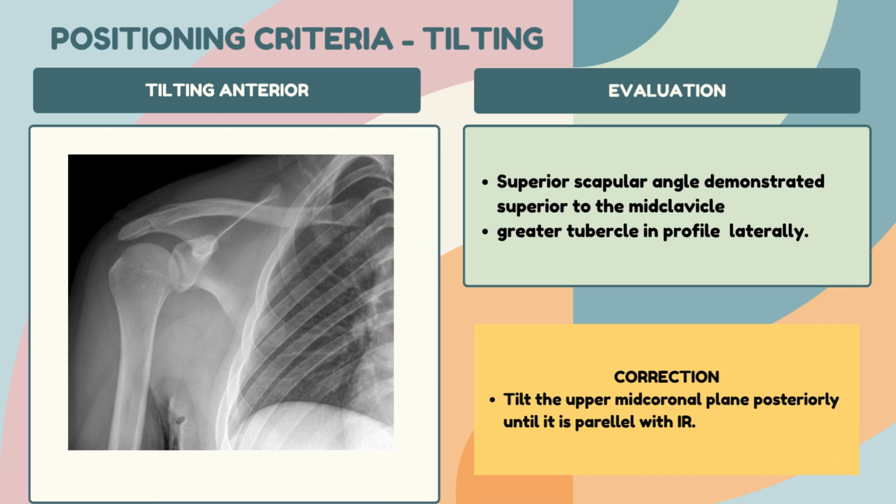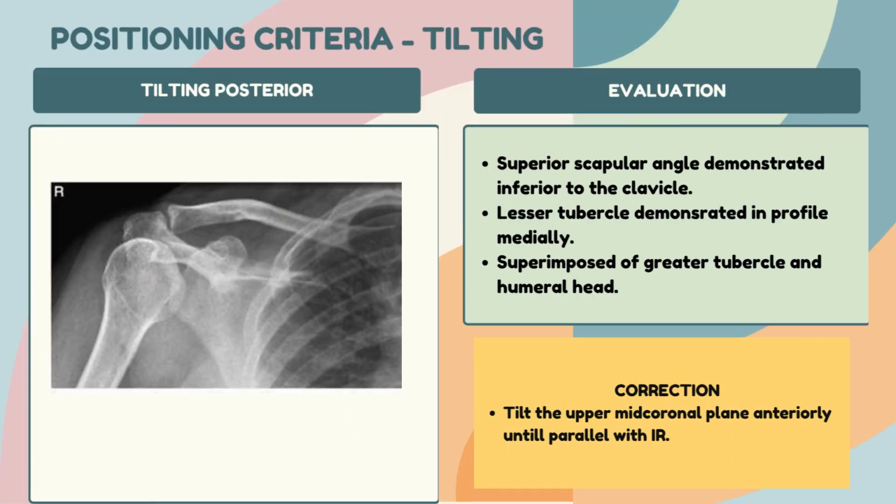If the patient is tilted anteriorly, the superior scapular angle is demonstrated superior to the midclavicle. The greater tubercle is visualized in profile laterally. To improve this position, tilt the upper midcoronal plane posteriorly until it is parallel with the IR. If the patient is tilted posteriorly, the superior scapular angle is demonstrated inferior to the clavicle. The lesser tubercle is demonstrated in profile medially and superimposed on the greater tubercle and humeral head. To improve this position, tilt the midcoronal plane anteriorly until it is parallel with the IR.